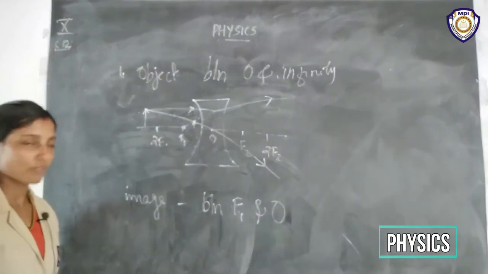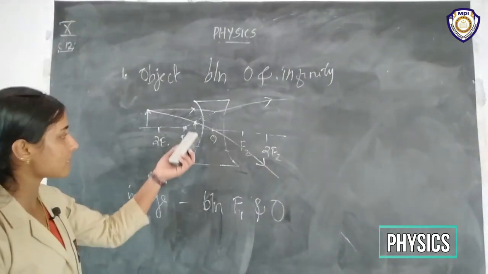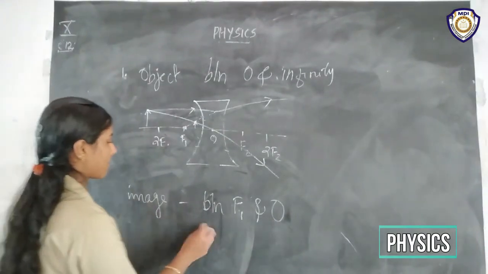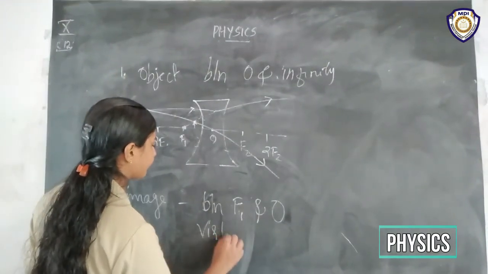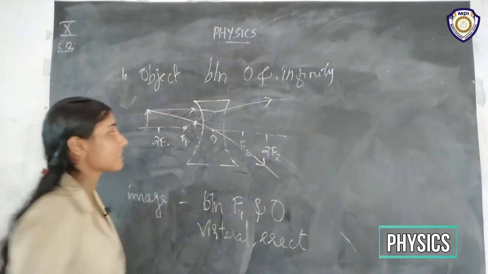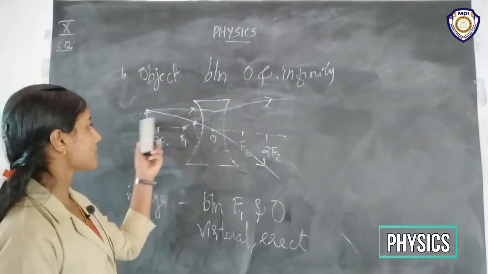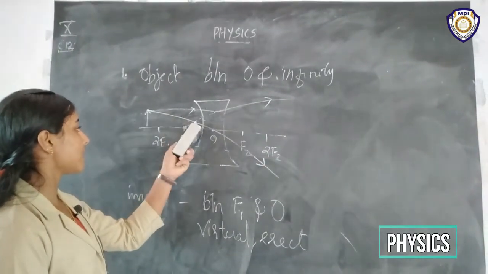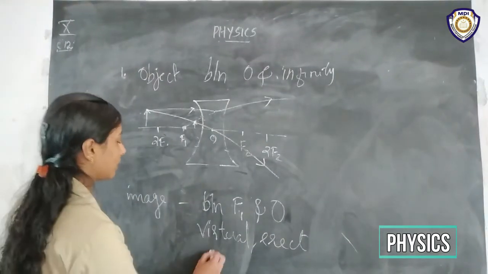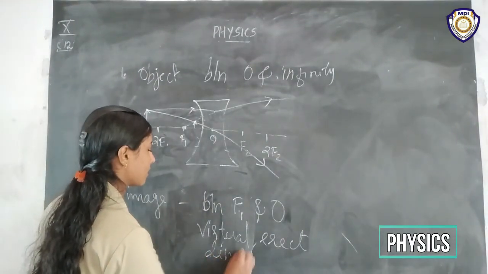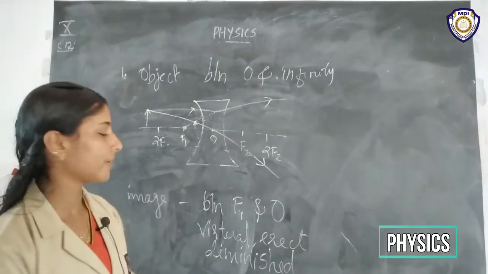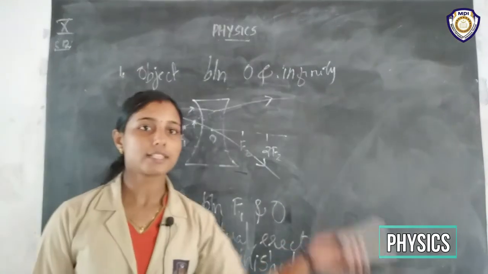So what will be the nature of the image? Yeah, the nature of the image is always virtual and erect. What is the size of the image? You can see from here also the image is much smaller than the object, right? So the image formed will be a diminished image. So that is the second case.